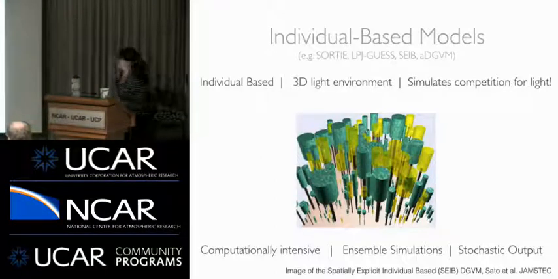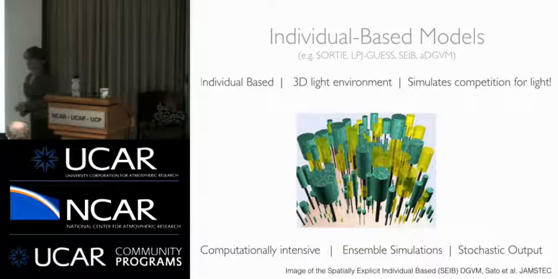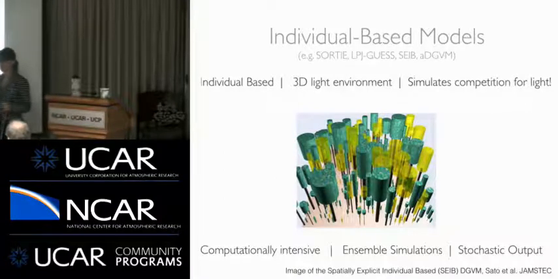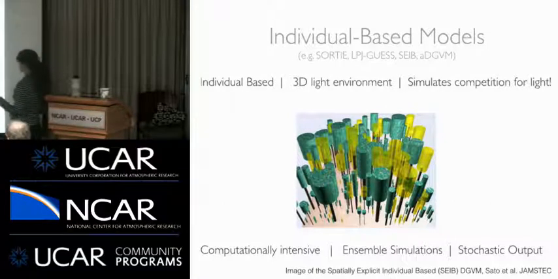The most intense mechanistic way you can simulate this process is by literally going to your computer and making a model which has all the trees in it. This is what we call individual-based modelling. This figure is a manifestation of the spatially explicit individual-based DGVM, which is from Jamstech. Literally every tree has its own little spatial location and size, and they're modelling the 3D light environment in this world, and so they're simulating competition like that.